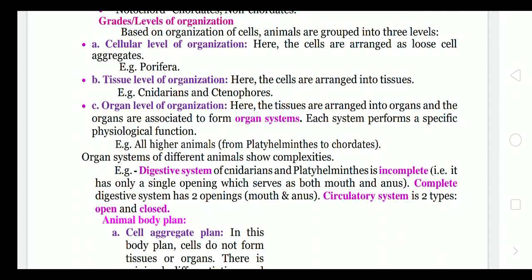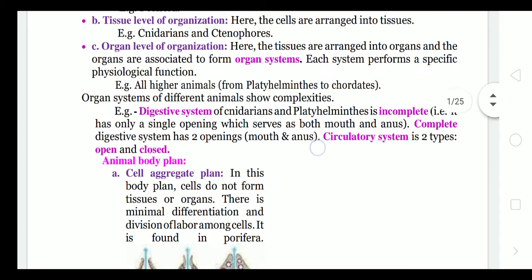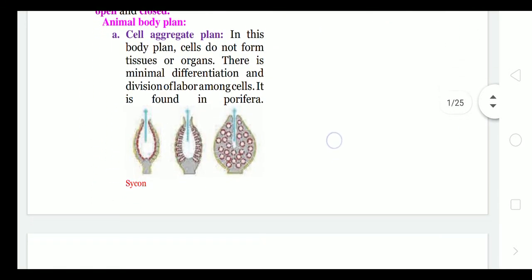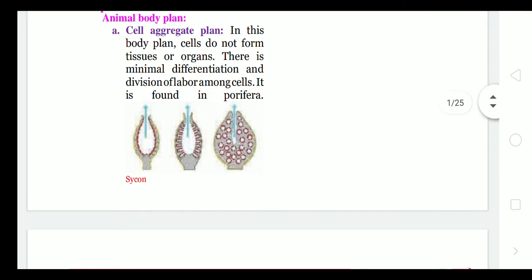The circulatory system is open or closed. In an open circulatory system, the oxygenated and deoxygenated blood gets mixed, like in a cockroach. In a closed circulatory system, the oxygenated and deoxygenated blood remain separate, like in us humans and other higher animals.